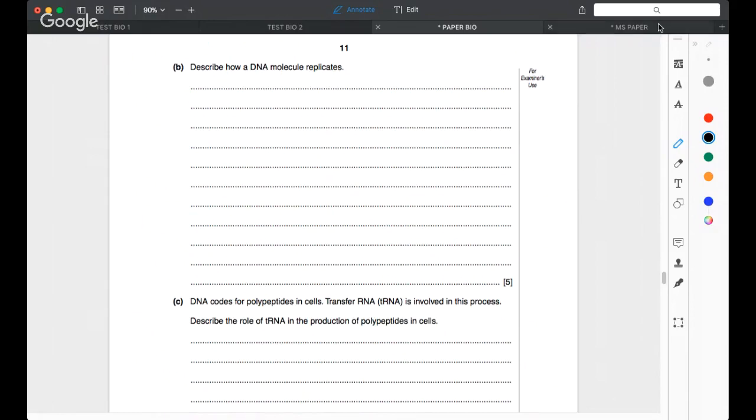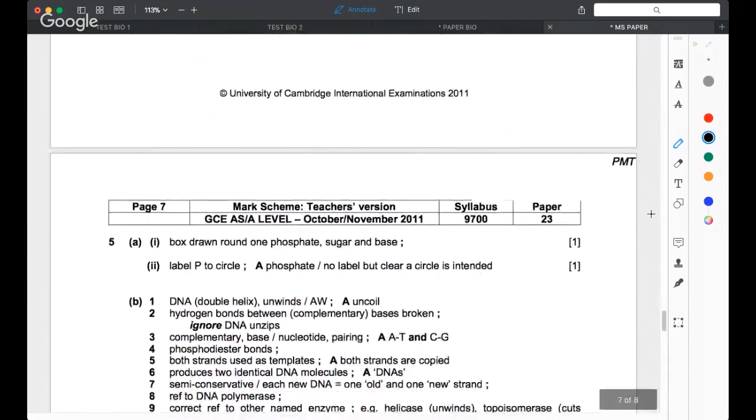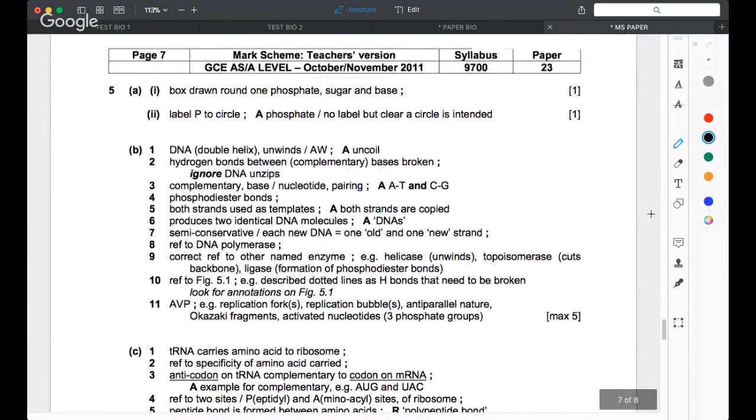I want to see where they allocated the marks. Is helicase the one that unwinds? Yeah, DNA helicase unwinds it. I don't know how to say any of them. Semi-conservative replication.